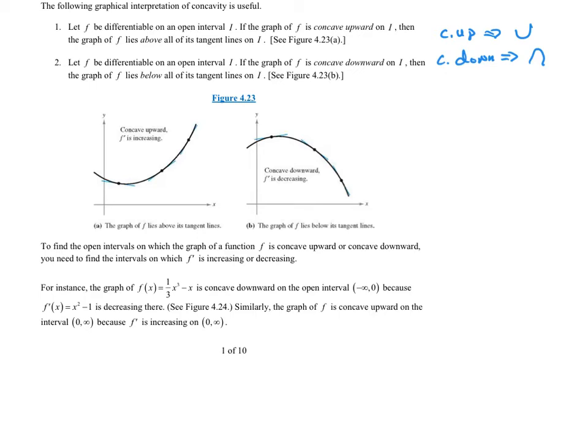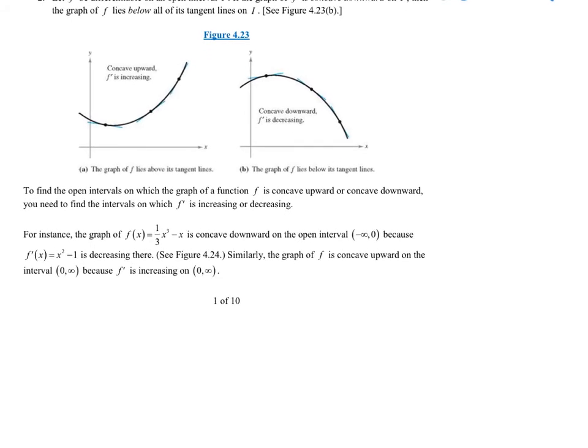0 because its derivative, which is the derivative of 1/3 x cubed minus x, would be 1/3 times 3x squared, so that would turn into x squared. And the derivative of x is just a 1, so the derivative would be x squared minus 1, and it says x squared minus 1 is decreasing there. And then it says, similarly, the graph of f is concave upward on the interval 0 to infinity because f prime of x is increasing on that interval.